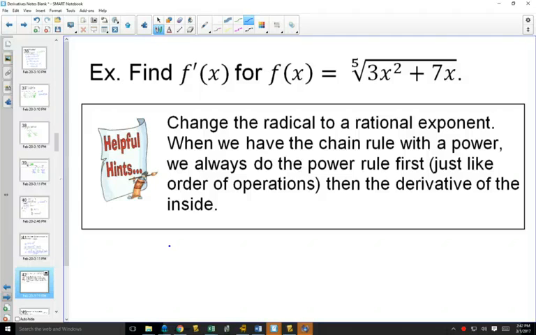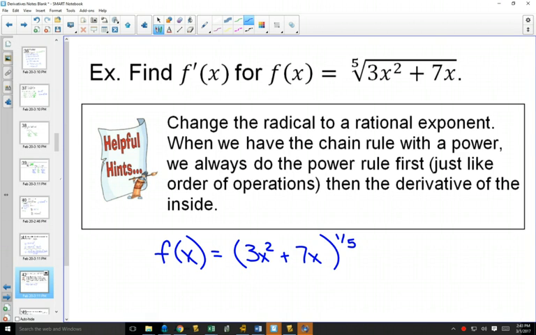Anytime you have square roots, fifth roots, any kind of radical, take the time to change it to a rational exponent.